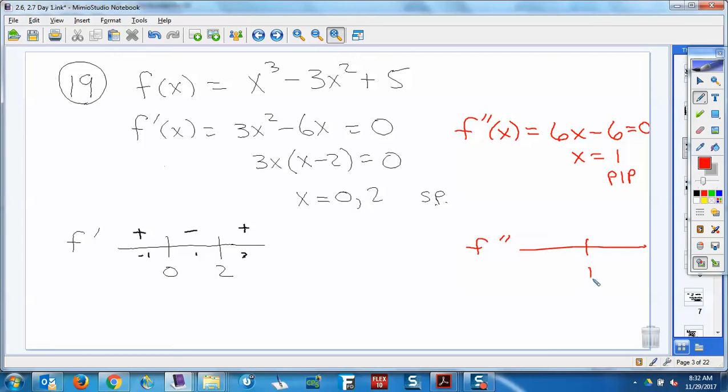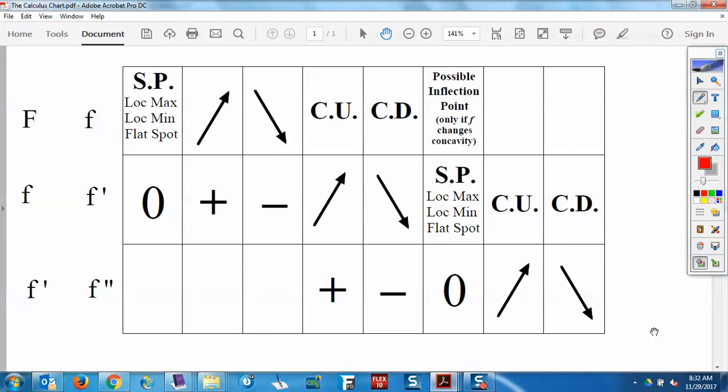We put it on a number line, right? Same thing. We want to know, if you go to the chart, we want to know if f double prime is 0, a possible inflection point, but we've got to change concavity. So we're looking for f double prime changing positive to negative.